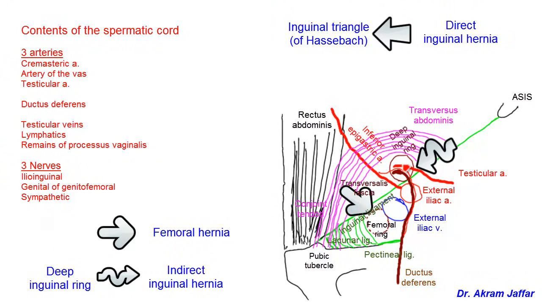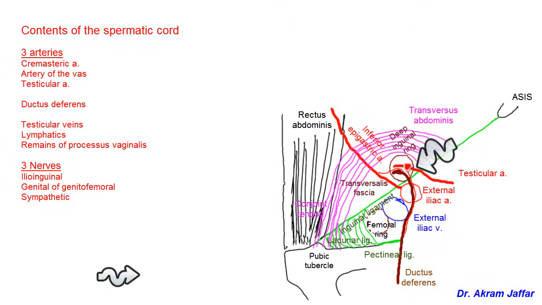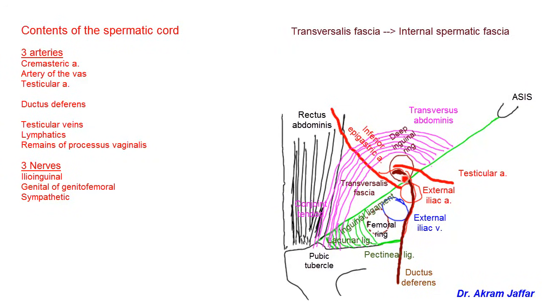Those arteries, together with the vas and together with the veins and lymphatics and nerves, are going to acquire sheaths during their passage through the inguinal canal. The first sheath that they acquire is while passing through the transversalis fascia, and this is called the internal spermatic fascia, that is derived from transversalis fascia. Then the contents of the spermatic cord pass forwards and medially in the inguinal canal.